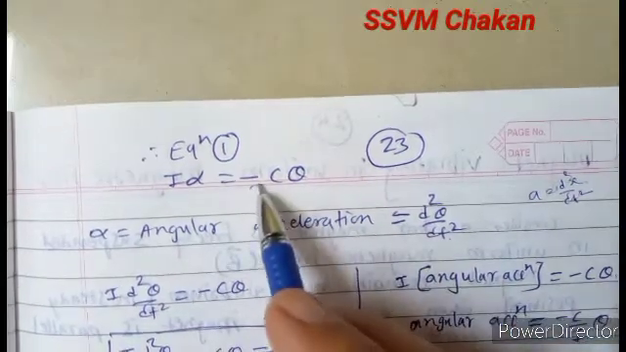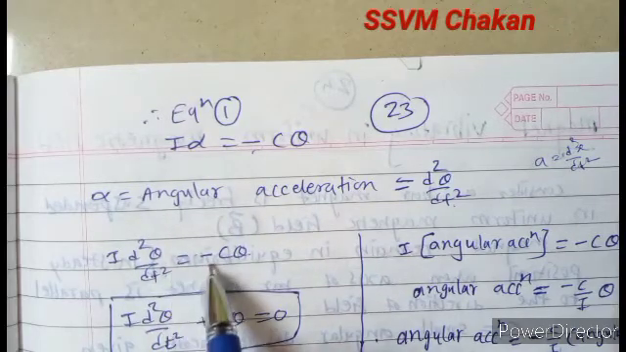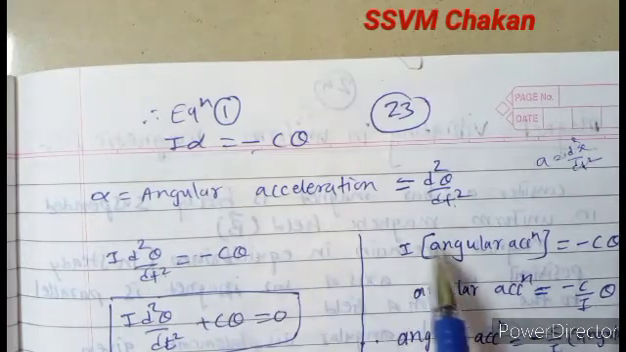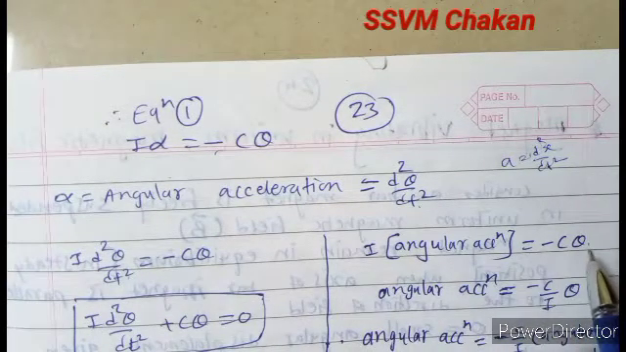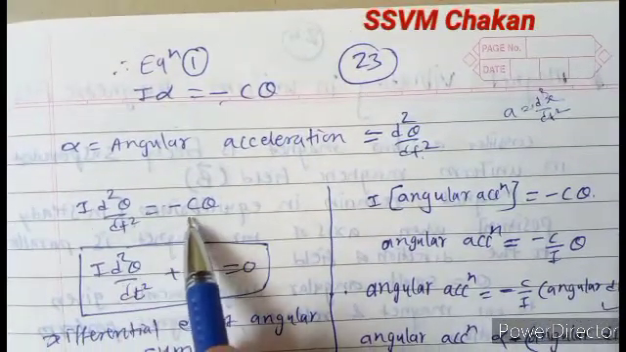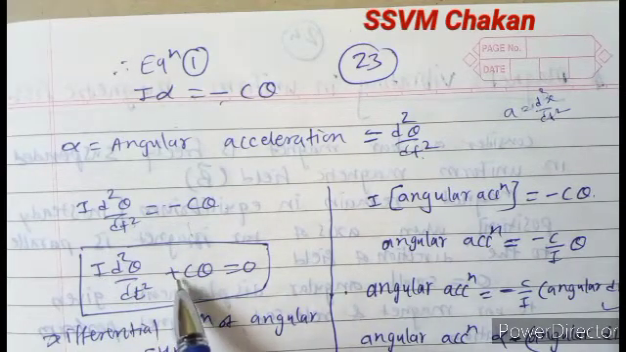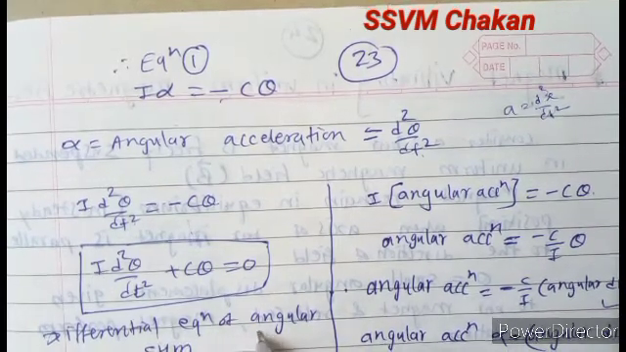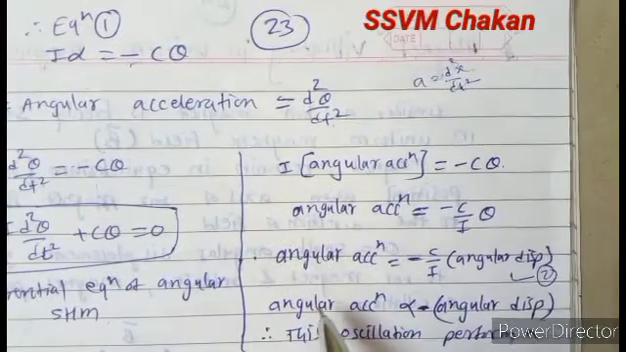Substitute that value in the above equation. The above equation becomes I d2 theta by dt square is equal to minus c into theta. Alpha is angular acceleration, therefore this equation may be written as I into angular acceleration is equal to minus c into theta. This part we see later. First we complete this part. Shifting minus c theta to the LHS, we get I d2 theta by dt square plus c theta is equal to 0, known as the differential equation of angular SHM. This is a differential equation of angular SHM.